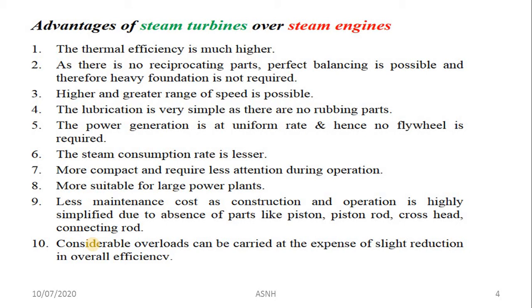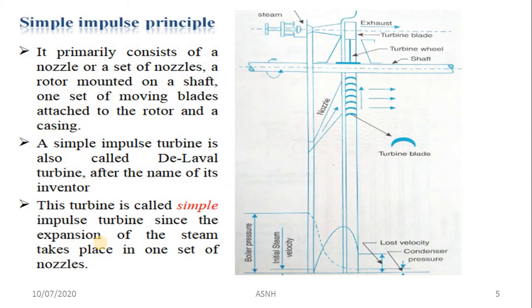The steam consumption rate is less, more compact, and requires less attention during the operation, more suitable for large power plant, less maintenance cost, considerable overload can be carried at the expense of a slight reduction in the overall efficiency. So these are the advantages of the steam turbine over steam engine.